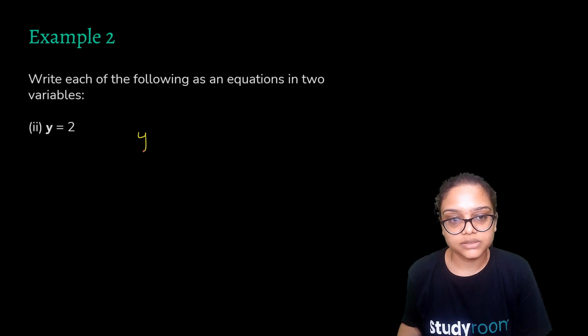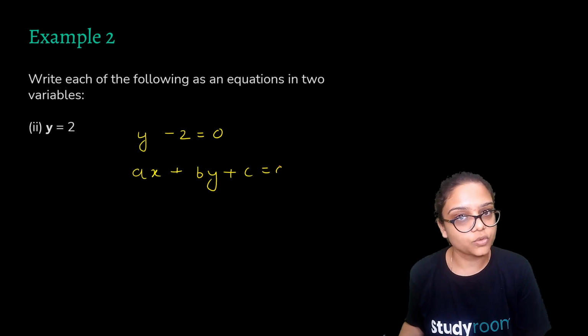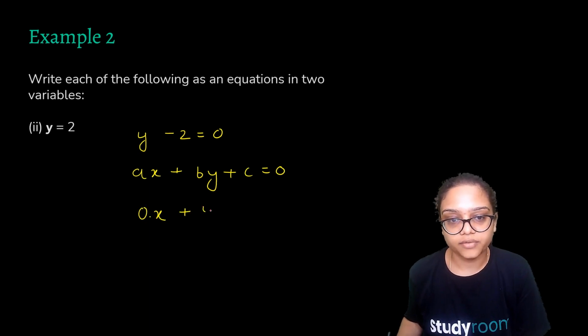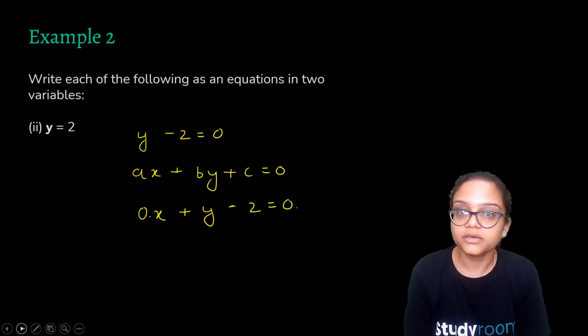Same thing we're going to do again. y minus 2 equals 0. Now the form is ax plus by plus c equals 0. So what is the value of a such that the x term is disappearing, which is 0? So 0 into x plus y minus 2 equals 0. Hence the equation is defined in two variables.